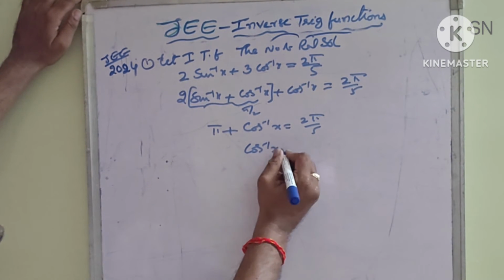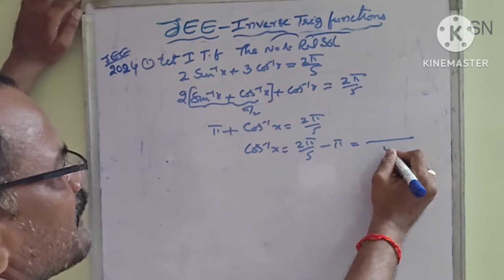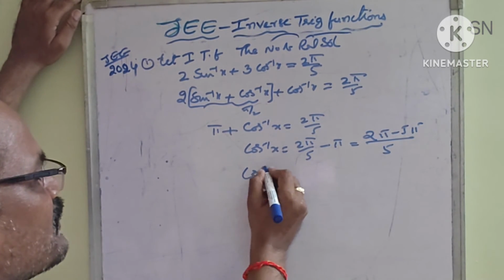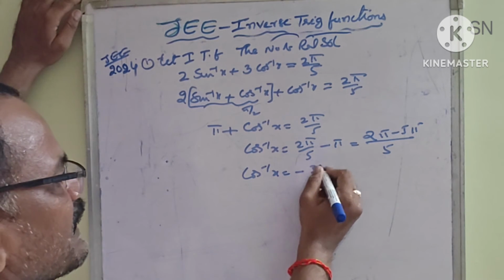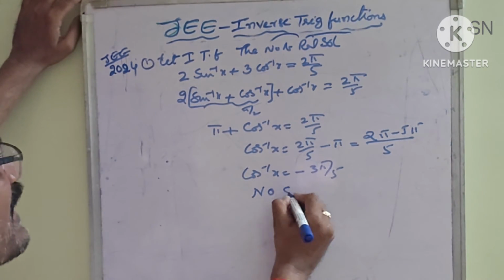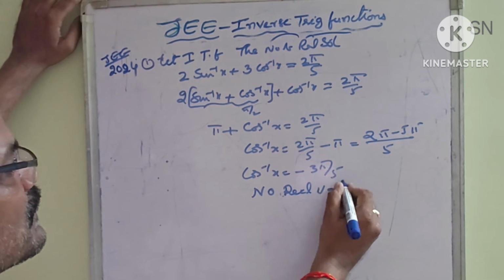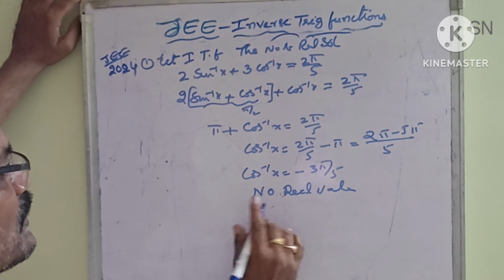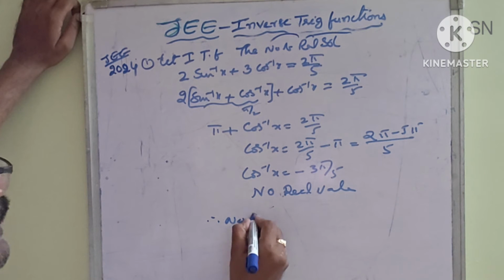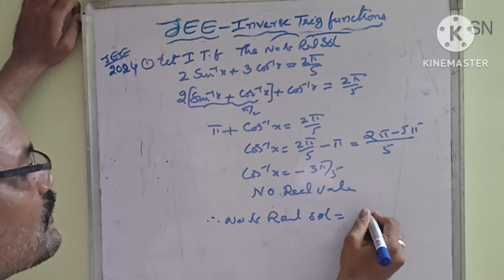Now cos inverse x is equal to 2 pi by 5 minus pi. The LCM is 5, so 2 pi minus 5 pi. Now cos inverse x is equal to minus 3 pi by 5. So there is no real value. So this is no solution. So the number of real solutions is equal to 0.